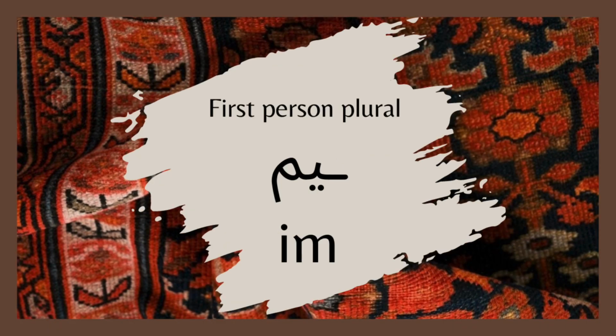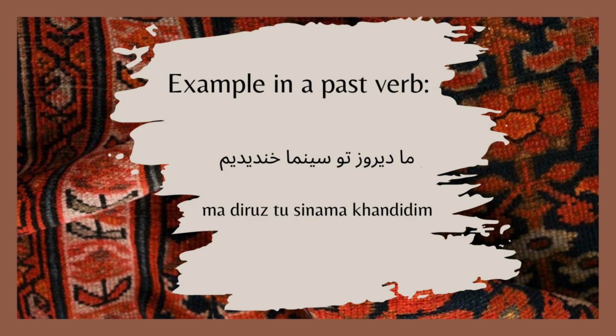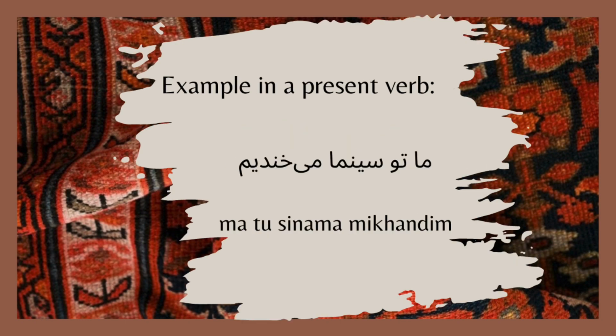Personal ending for first person plural is im. Past tense example. Khandidim. Ma diruz tu sinema khandidim. Yesterday we laughed in the theater. Present tense. Mikhandim. Ma tu sinema mikhandim. We laugh in the theater.